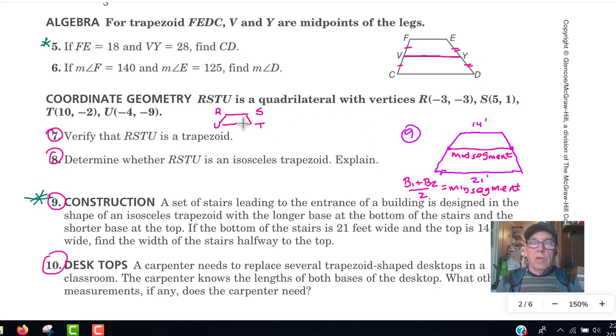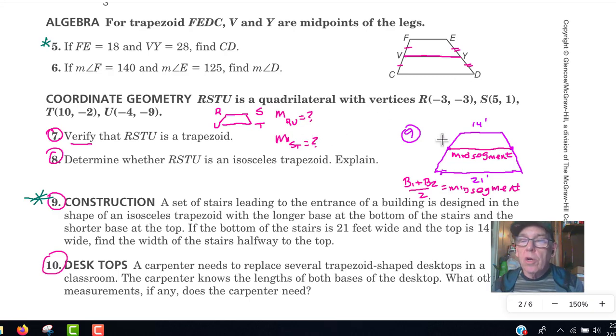So I need to find the slope, M for slope, of RU. And then I want to find the slope of ST. Now if I find that they're parallel to each other, that's one set of parallel sides. Most likely it is a trapezoid. But to be sure, I'd have to also check the slopes of the others to make sure that there's not two sets of parallel sides, because a trapezoid only has one set of parallel sides. And it says verify that it's a trapezoid. So they're telling us that it is a trapezoid. So if we find one set of parallel sides, we're good.